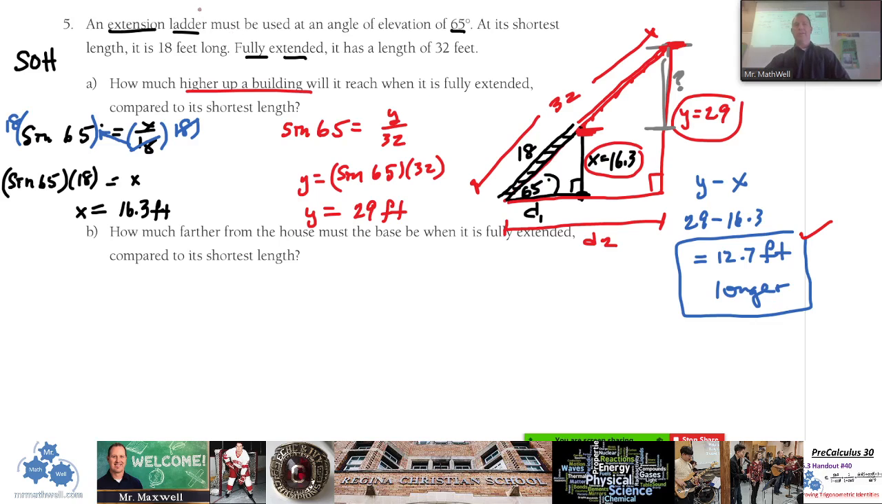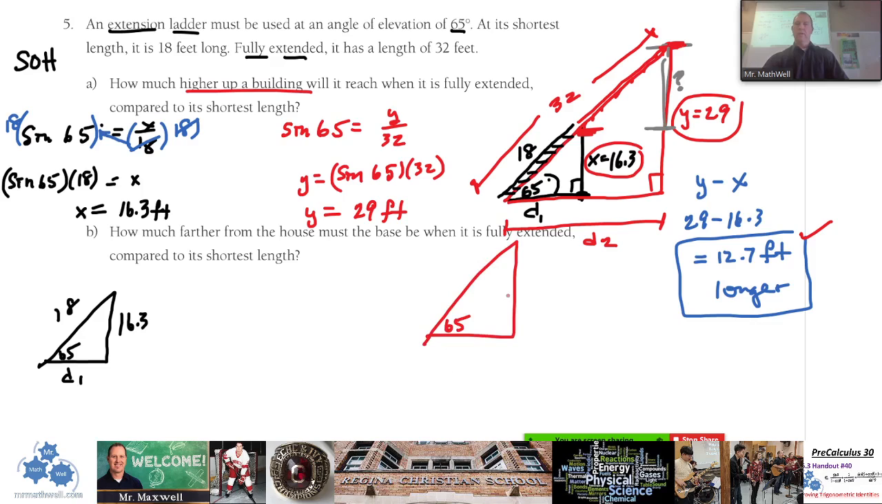So we may need to redraw the diagram. Here's 18, here's 65. Now we have this as 16.3, so we need to find distance 1. And over here, we have 65, we have 29, we have 32, and we need to find distance 2. And then how much farther? So we need to find the difference between those two as well. Okay, take a moment, try and do this one here now.